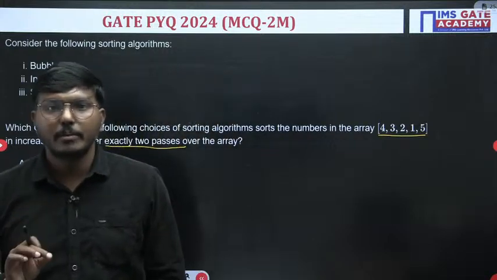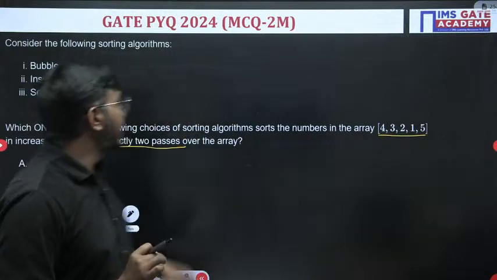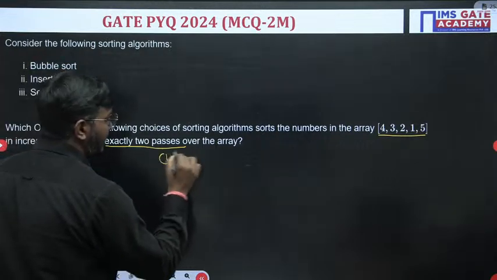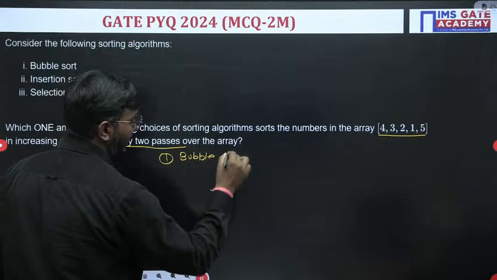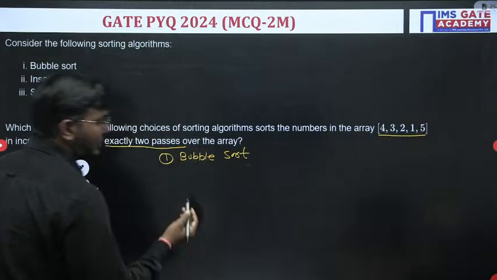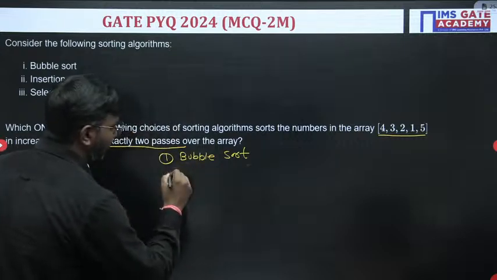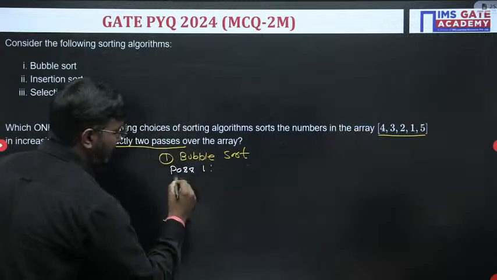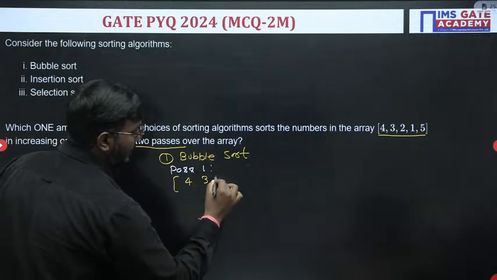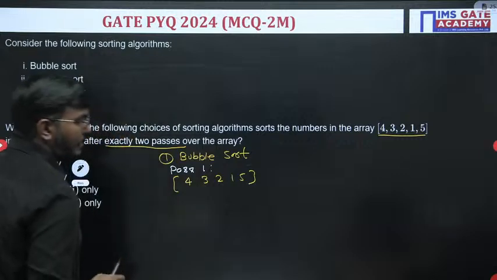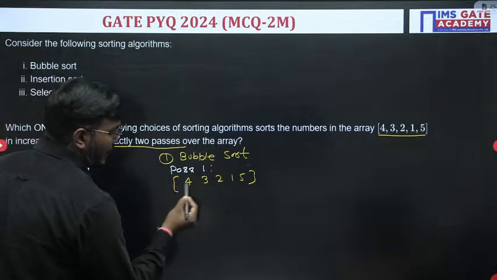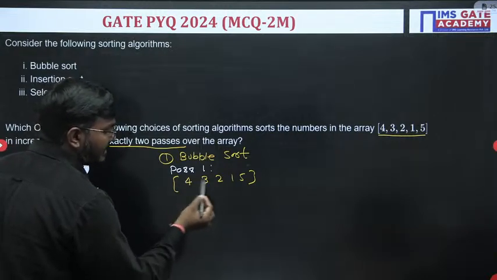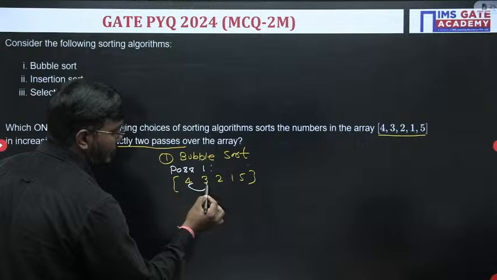It means you need to have proper information about how these algorithms work: bubble sort, insertion sort and selection sort. So let's take the first, bubble sort. Understood? Now see, bubble sort, let's take pass one. The array elements are 4, 3, 2, 1 and 5. In pass one, the first two elements get compared. If the first element is bigger than the second element, both will be swapped.